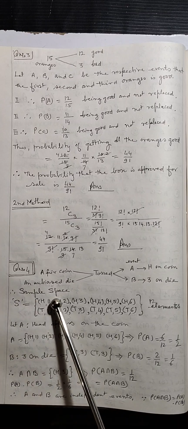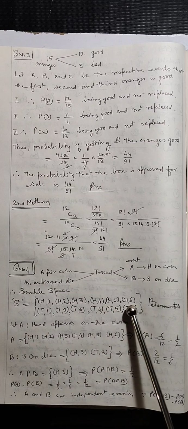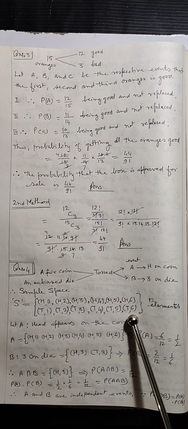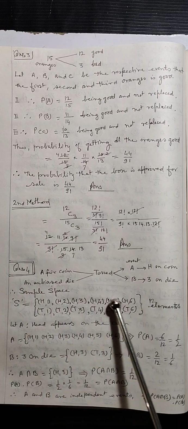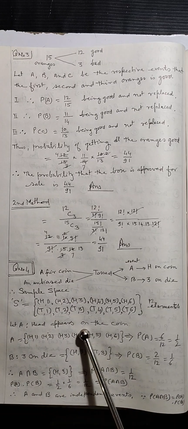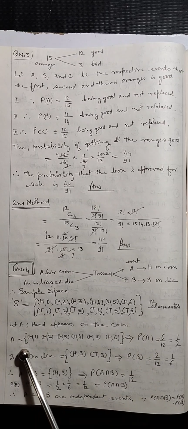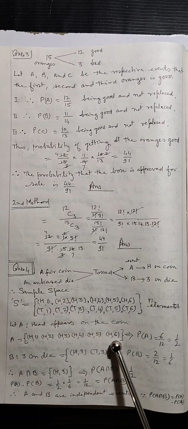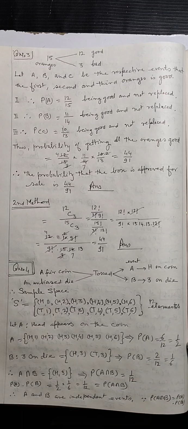So therefore the sample space will be H1, H2, H3, H4, H5, H6, T1, T2, T3, T4, T5, T6. ये H stands for the head and T stands for tail. So these are the 12 elements. Let A be such that the head appears on the coin. So the event A will be written here. H1, H2, H3, H4, H5, H6. So the probability of A will be equal to 6 by 12, that is 1 by 2.